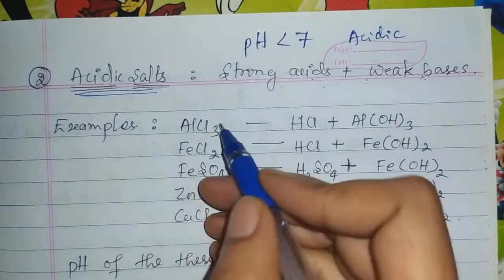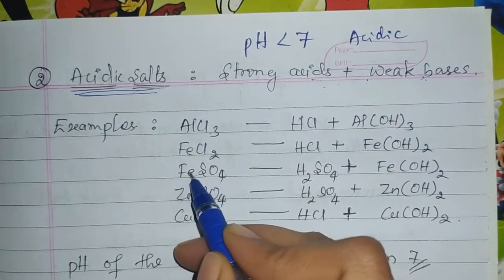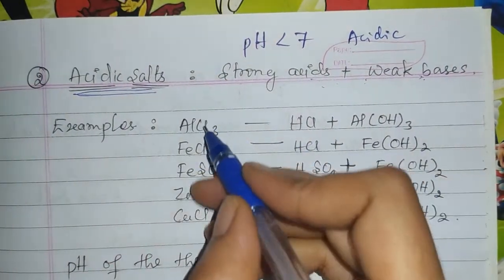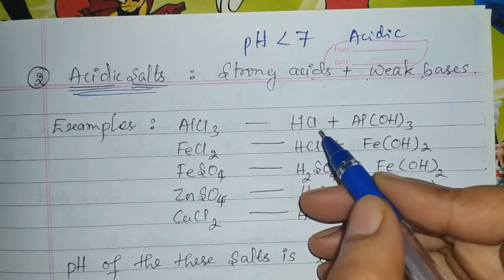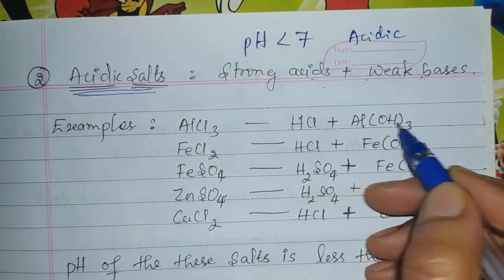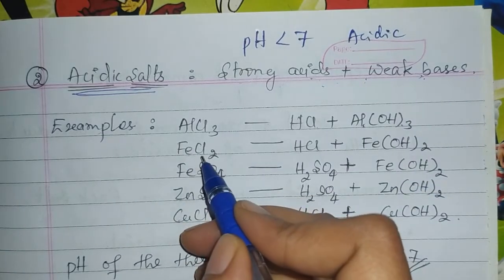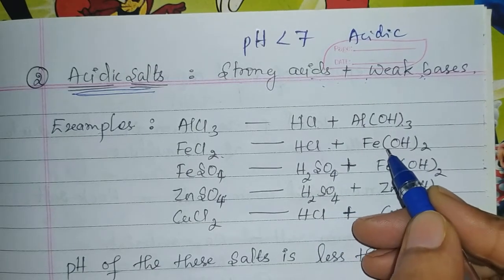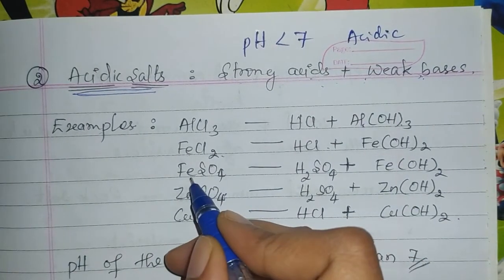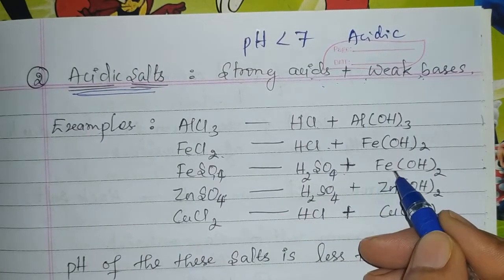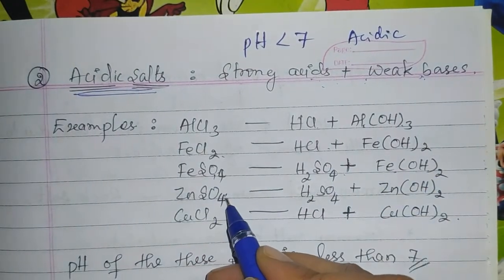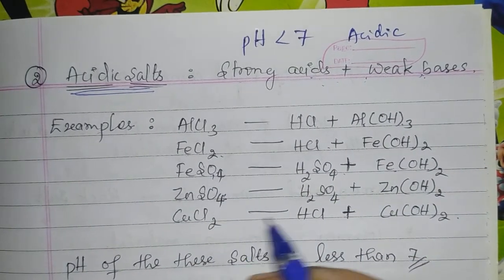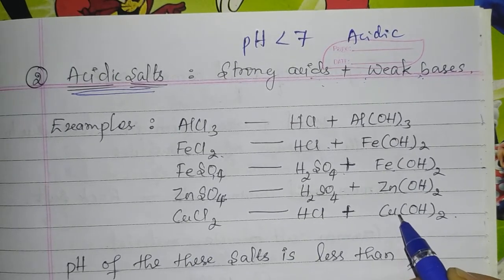Examples of acidic salts are aluminum chloride, ferrous chloride, ferrous sulfate, zinc sulfate, cuprous chloride. See here, aluminum chloride is formed when strong HCl reacts with aluminum hydroxide, and ferrous chloride is formed when hydrochloric acid reacts with ferrous hydroxide. Ferrous sulfate is formed when sulfuric acid reacts with ferrous hydroxide. Zinc sulfate is formed when sulfuric acid reacts with zinc hydroxide. Copper chloride is formed when hydrochloric acid reacts with copper hydroxide.